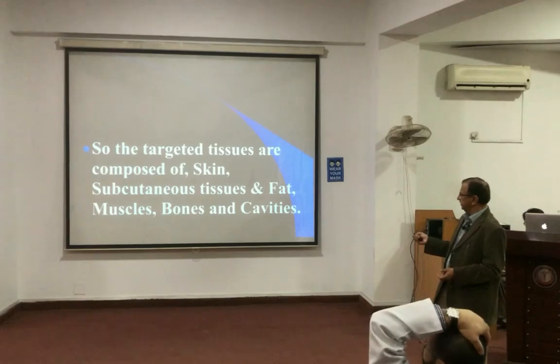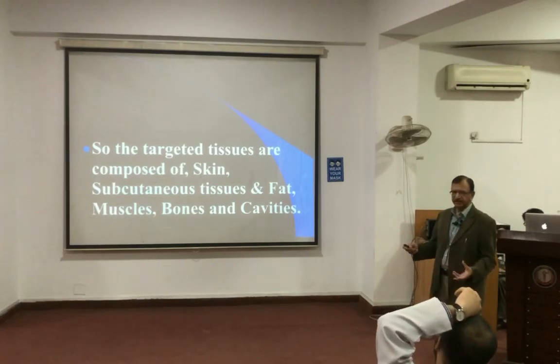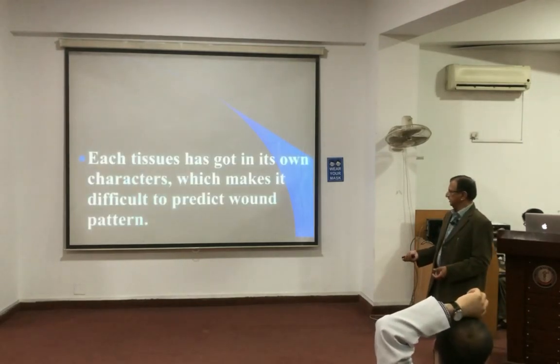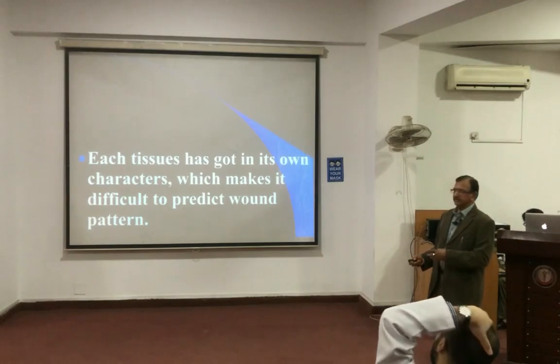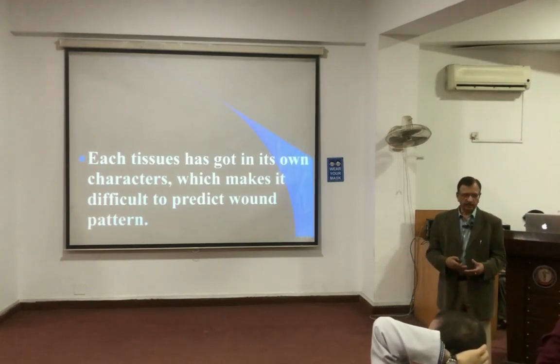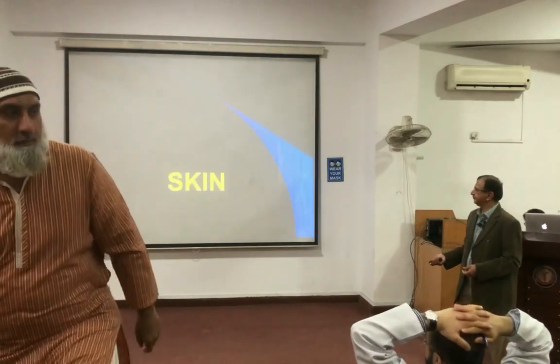So the targeted tissue is composed of skin, subcutaneous tissues, muscles, bones and cavities. So that's why the response is much different than expected, and we cannot predict how the tissues will respond to a certain amount of energy.